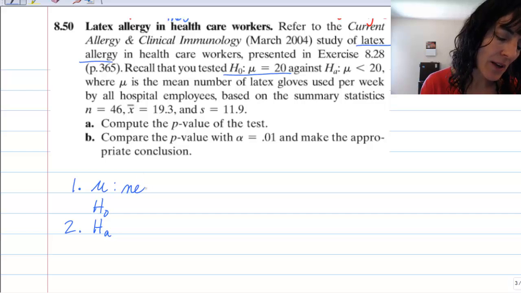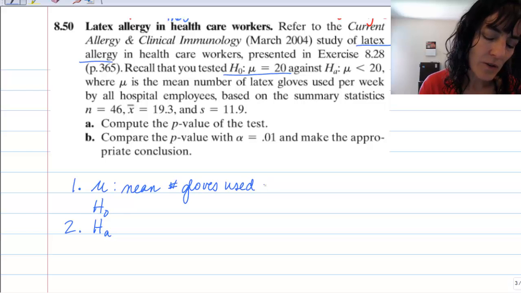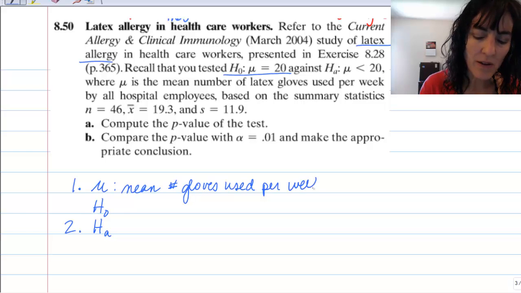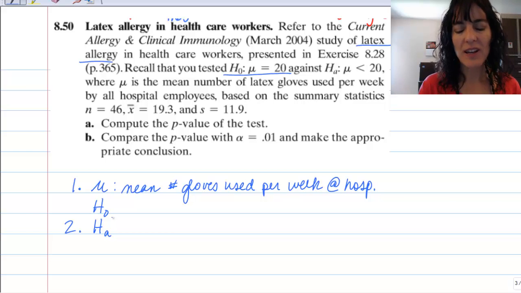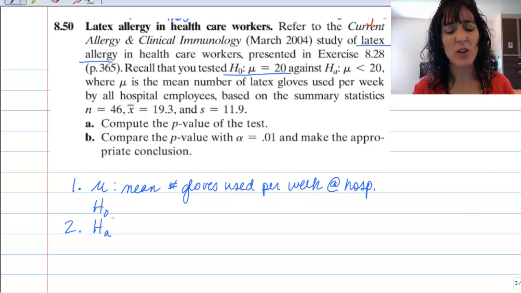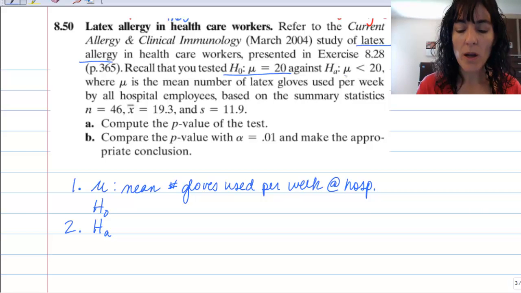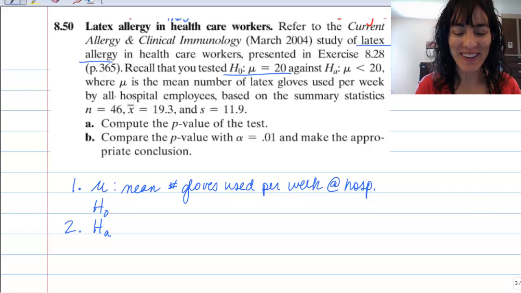So we say mean number of gloves used per week at the hospital. And I think it's per employee because it's not a very high number. And then I'm hoping it's per employee.